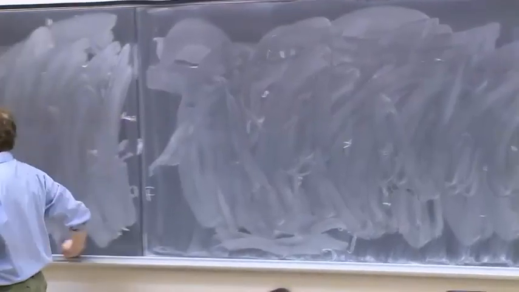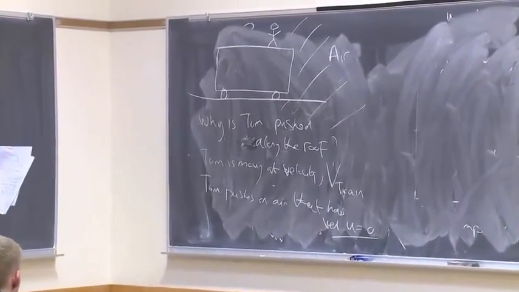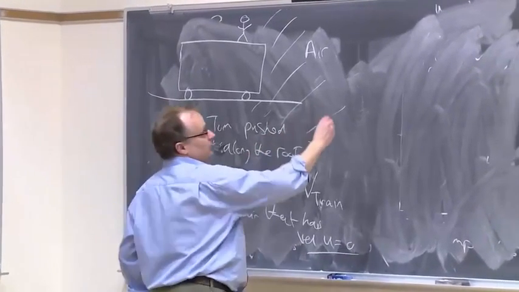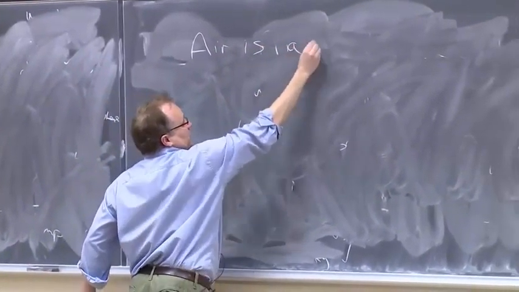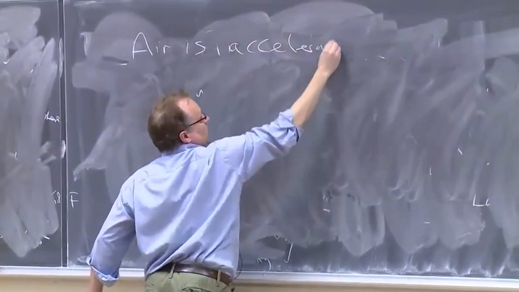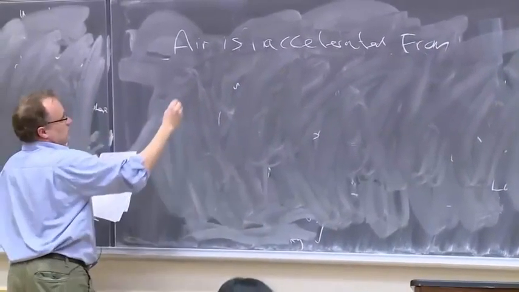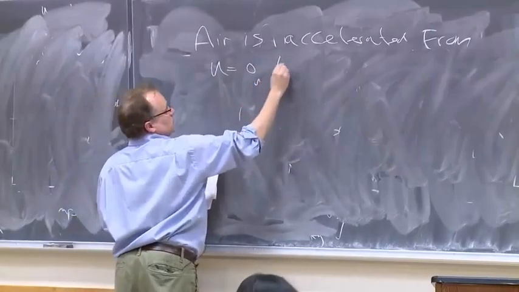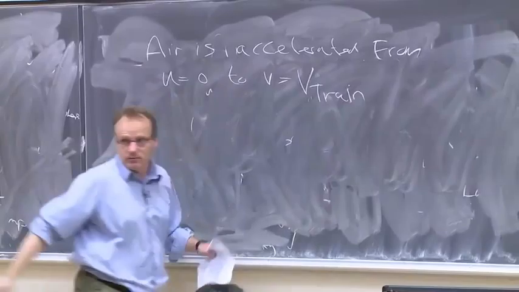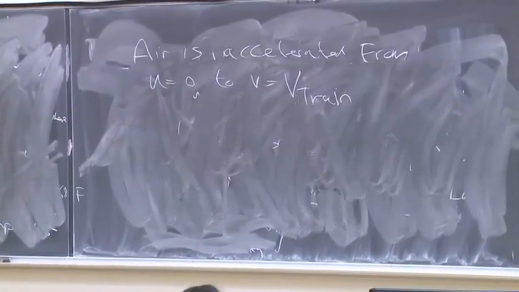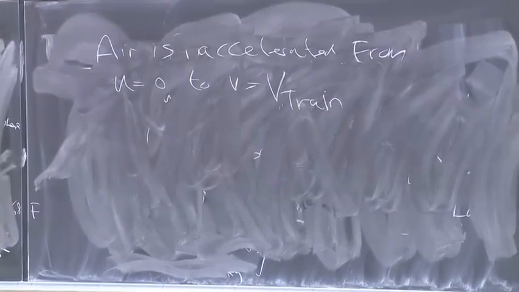Okay, so we have Tom moving at the velocity of the train. Tom pushes on the air that has a velocity of zero. So the air is accelerated from u equals zero to v equals v train. Okay? The air in front of him is accelerated from zero to the velocity of the train because the train's moving.